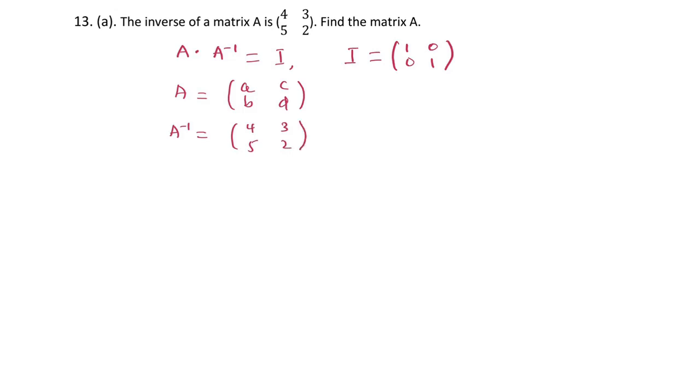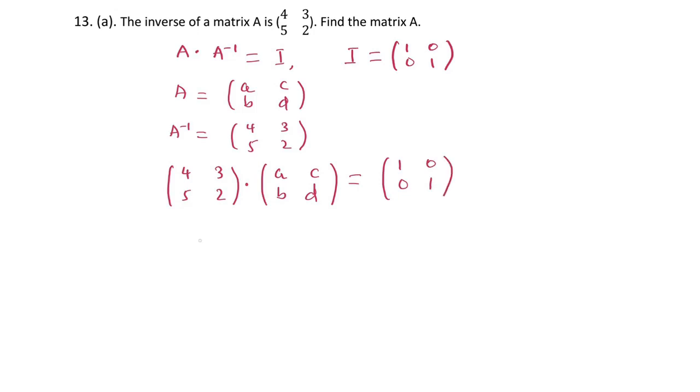So let us multiply these two matrices. Then we are going to equate our equation to the identity matrix. Then our equation is going to be matrix 4, 5, 3, 2 times matrix A, B, C, D equals matrix 1, 0, 0, 1.